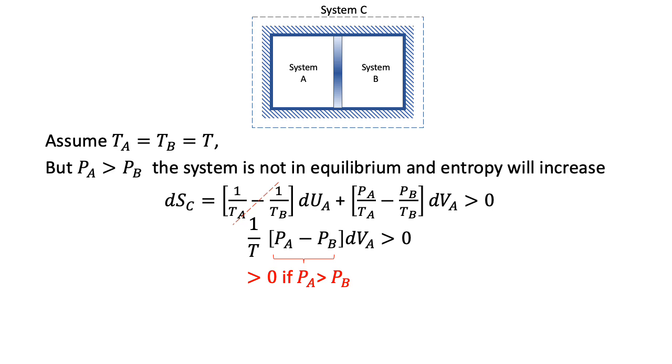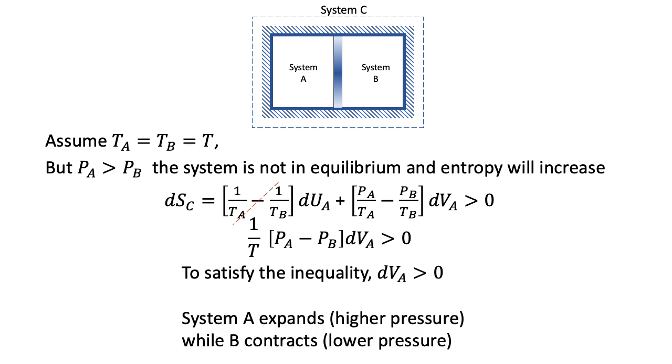If PA is greater than PB, then PA minus PB must be greater than 0. The temperature is the absolute temperature, and therefore it must always be positive. So to satisfy the inequality, we need that dVA is greater than 0. This means that system A expands, and remember this is the system at higher pressure, and B contracts, which is the system at lower pressure. And this also satisfies our understanding of pressure, that systems at higher pressure would expand and systems at lower pressure would contract.